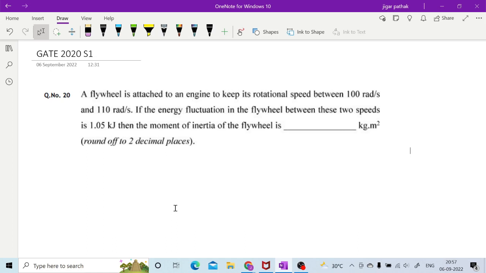It is again a simple question, I guess. Directly delta E is given, right? Energy fluctuation is given directly as 1.05 kilojoule, and both the speeds are given, so again directly half I times omega 1 square minus omega 2 square will give you the answer, isn't it? Yes, it will come 1 kg meter square.